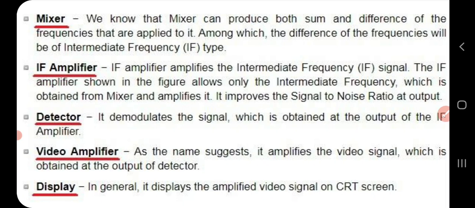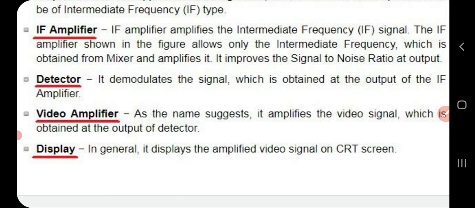Now, what is the IF amplifier? As the name suggests, it amplifies the intermediate frequency signal. The IF amplifier shown in the figure allows only the intermediate frequency which is obtained from the mixer and amplifies it. So, the IF amplifier will amplify only the intermediate frequency. It also improves the signal to noise ratio at the output. That is another function of the IF amplifier.